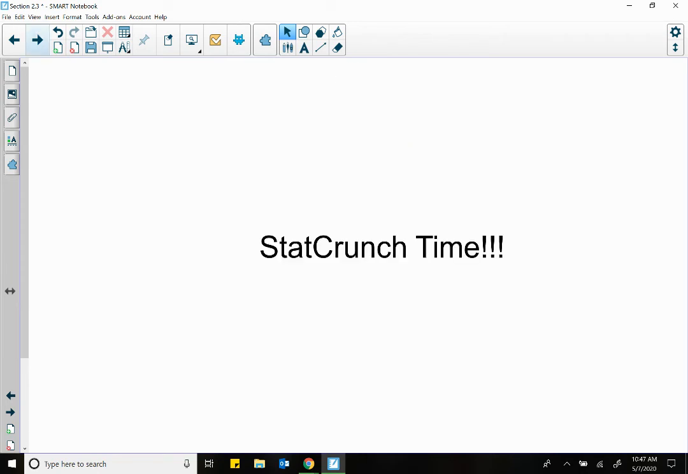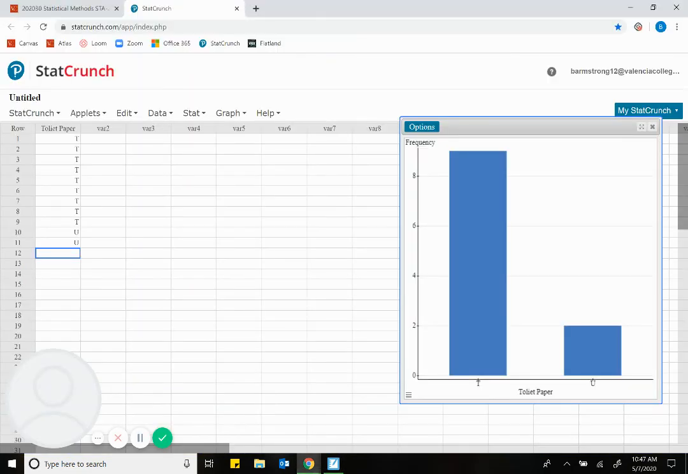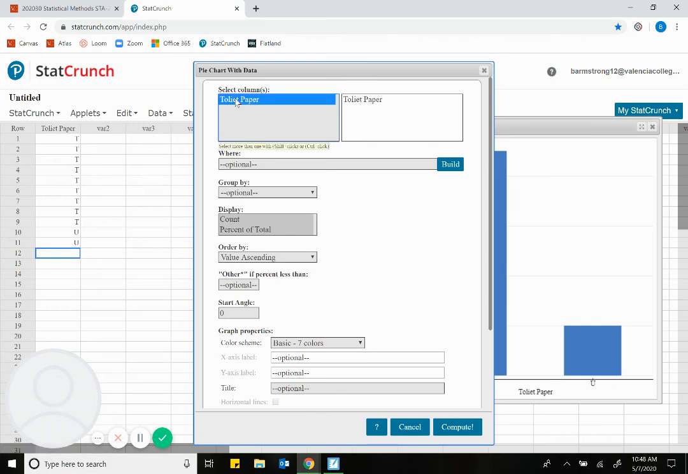So, StatCrunch time. Let's jump into StatCrunch. I can take our data, go to Graph, and there's Pie Chart right below it. In pie chart, we want to use With Data. Don't worry about With Summary. If I go with data, I select my toilet paper. Again, you can do options. You can display the count or the total percent. Like I said, they usually display percentages, so you can turn that on or off, or just display the count. I believe the count represents the frequency. You can also tell it how to order it and different things like that.